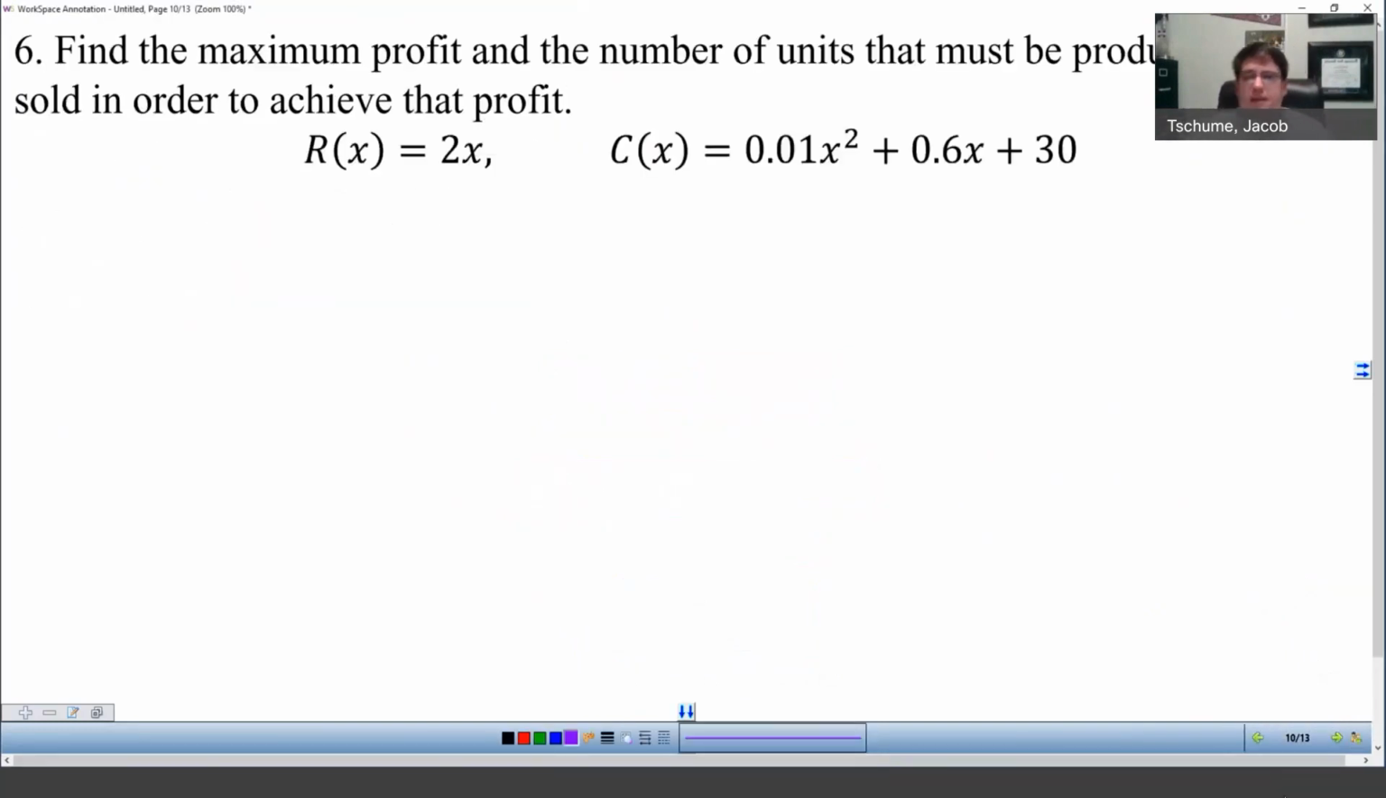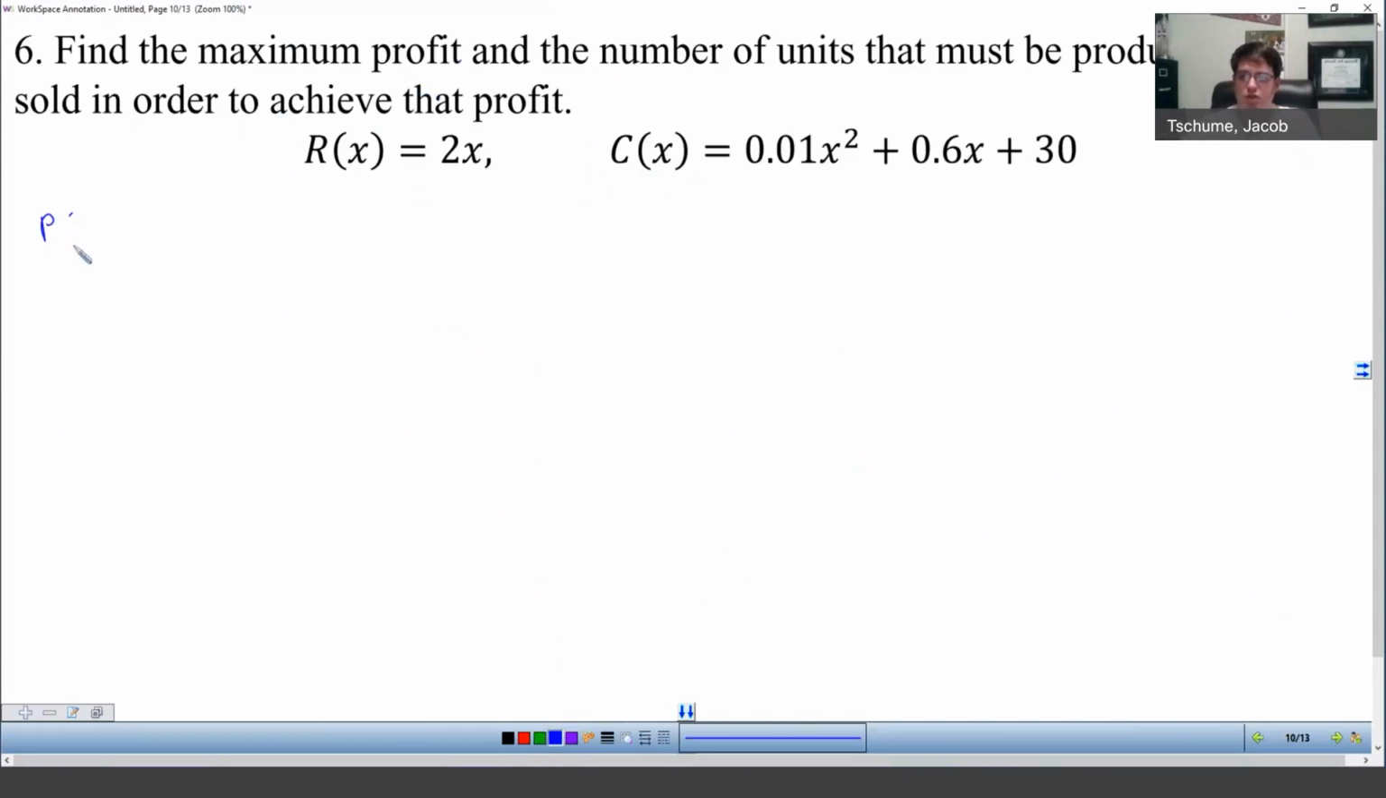So let's start with number 6. Find the maximum profit and the number of units that must be produced and sold in order to achieve this profit. So the big thing I realize in this problem is that everything is talking about profit. Well, I don't have a profit function in this problem. We have a revenue and a cost function.